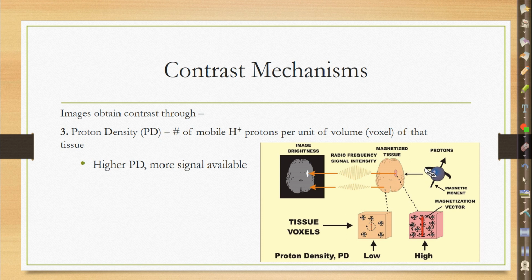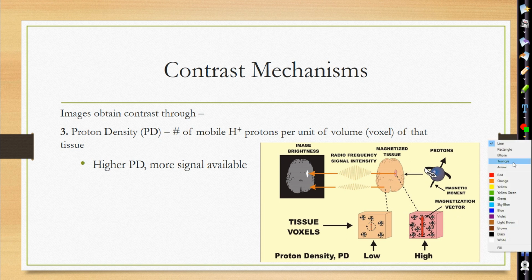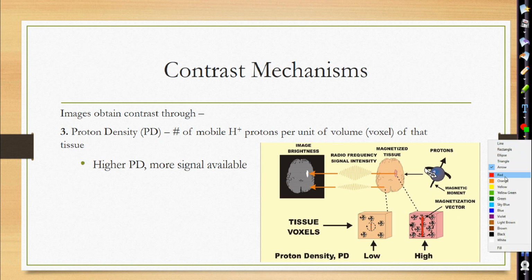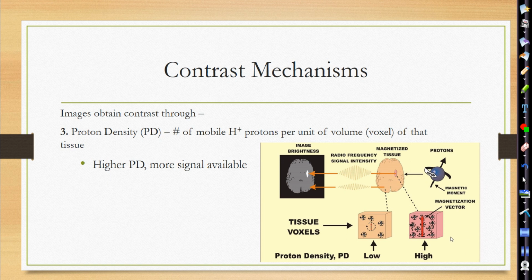Because remember, all these little magnetic moments add up to create what? Little vectors add up to create what? The net magnetic vector. So think, this net magnetic vector over here is going to look a lot bigger, right?